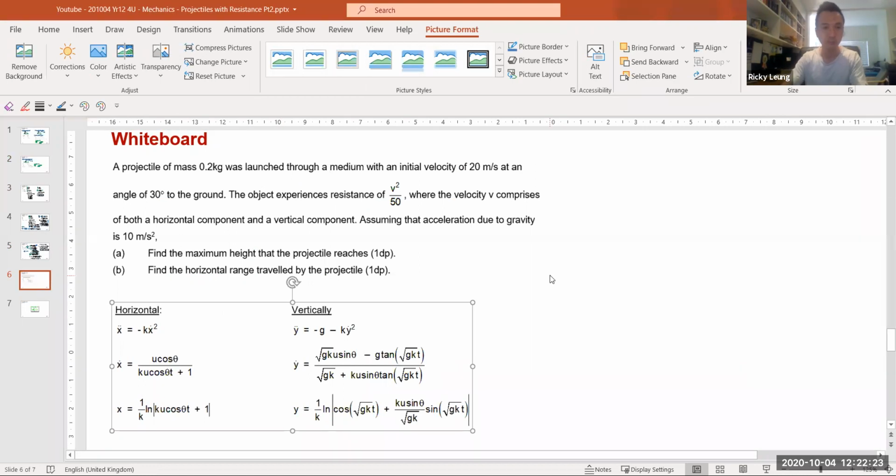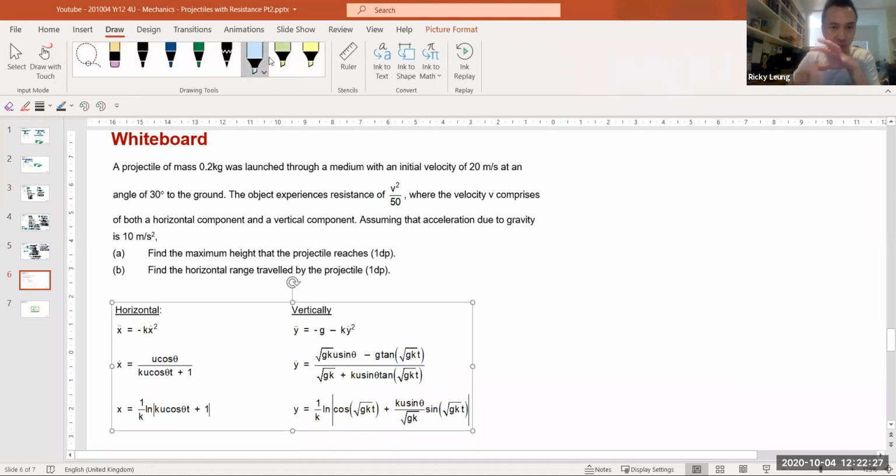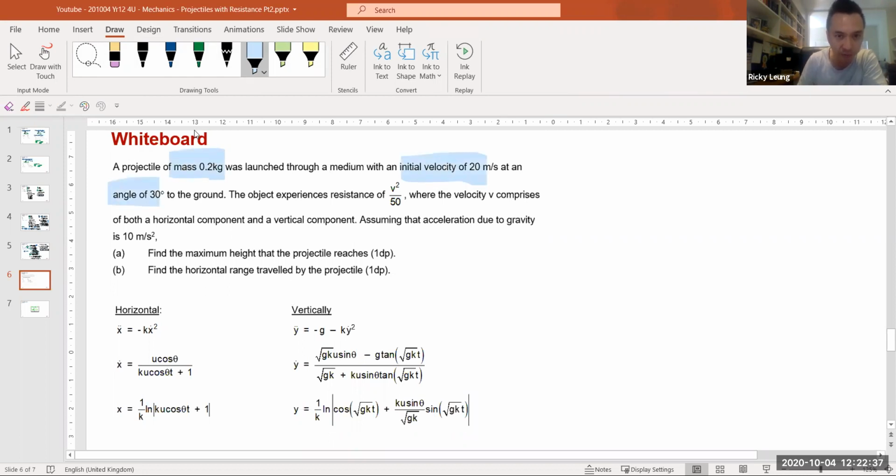Now, you can sort of see in this question, once again, let's comb through the English and extract out the juicy maths. So a projectile of mass, velocity, angle, experiences resistance, take it v squared. And last but not least, you've got gravity. But the resistance there is important.